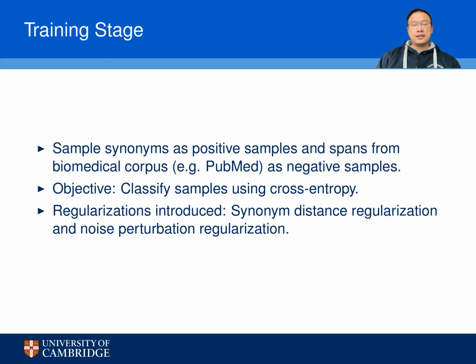In the training stage, we will first sample synonyms as positive samples and spans from a biomedical corpus like PubMed as negative samples. The objective of our model is to classify the samples using cross-entropy loss. We propose two novel regularizers, including synonym distance regularization and noise perturbation regularization.